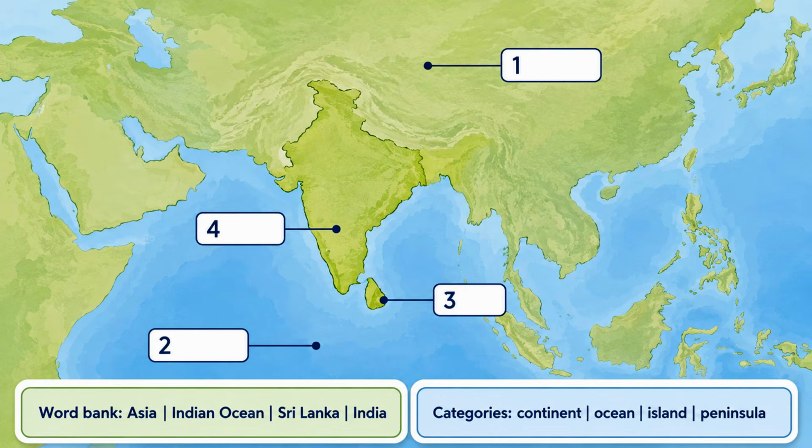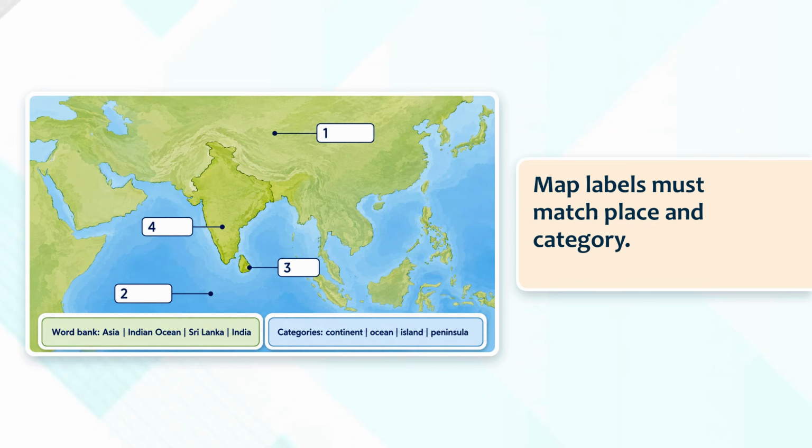On the map, Asia is a continent, the Indian Ocean an ocean, Sri Lanka an island, and India a peninsula. Each label matches a different geographic category. The 4 callout lines point to 4 different feature types. Map labels must match place and category. A correct name in the wrong position or category is still an incorrect label.